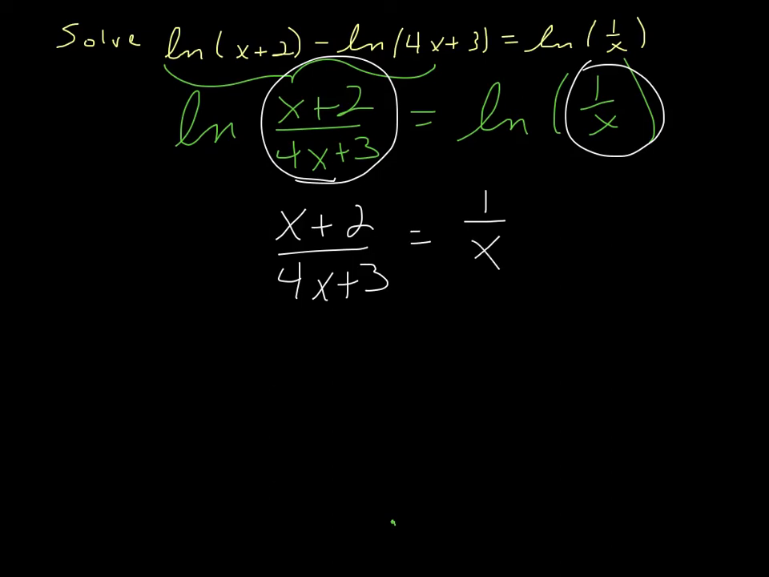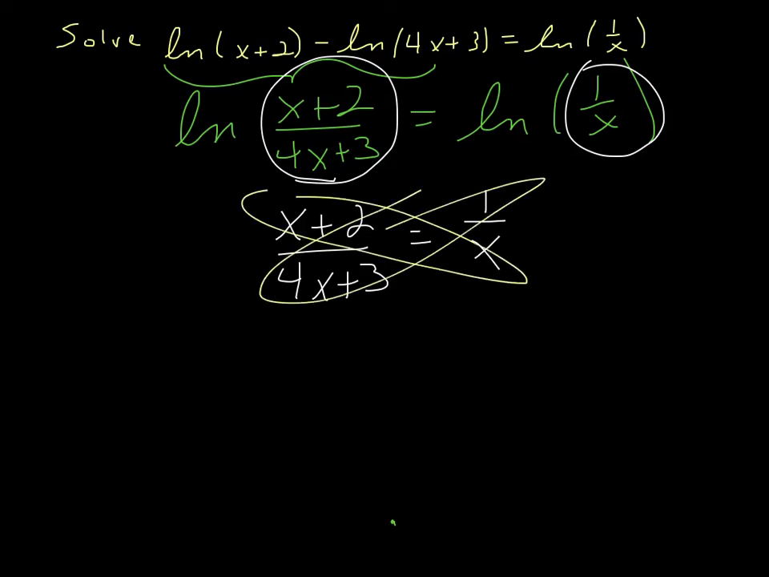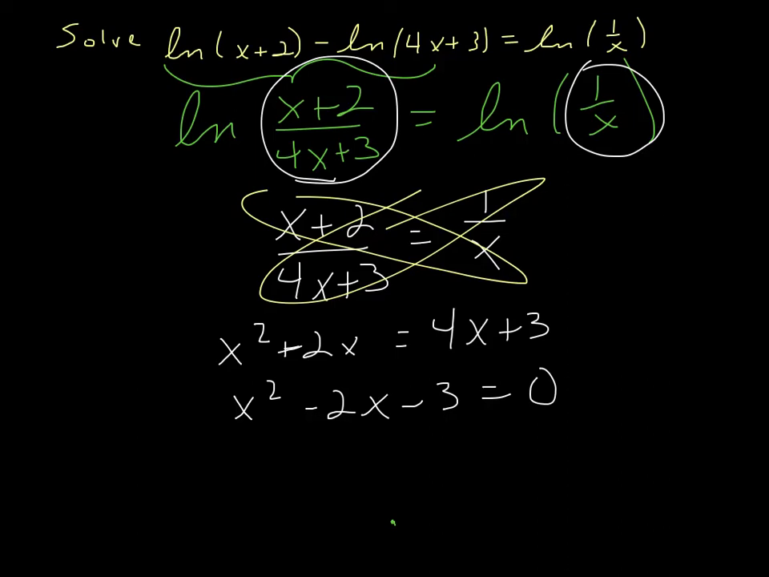So I just need to set (x plus 2) divided by (4x plus 3) equal to 1 divided by x. And now I have a proportion. So how do I solve a proportion? Yes, we are going to cross multiply. That would be the easiest thing. So that's going to give me x squared plus 2x equals 4x plus 3. It's a quadratic, so there's an x squared, so I've got to get everything equal to 0. So x squared minus 2x, when I subtract the 4x, and minus 3 equals 0.